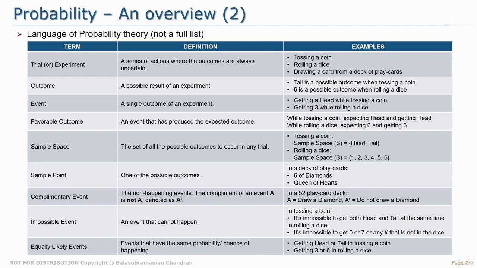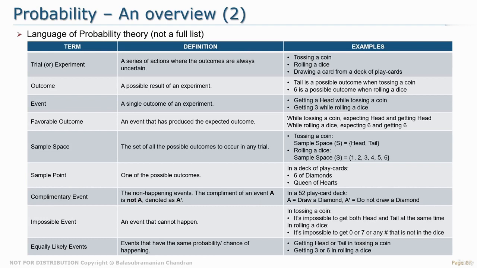Sample space: the set of all possible outcomes to occur in any trial. Examples: tossing a coin, sample space S is equal to head or tail. Rolling a dice, sample space S is equal to 1 or 2 or 3 or 4 or 5 or 6. Sample point: one of the possible outcomes. Examples: in a deck of play cards, 6 of diamonds, queen of hearts.